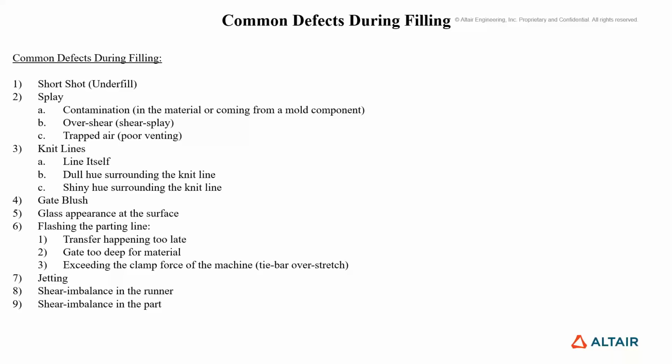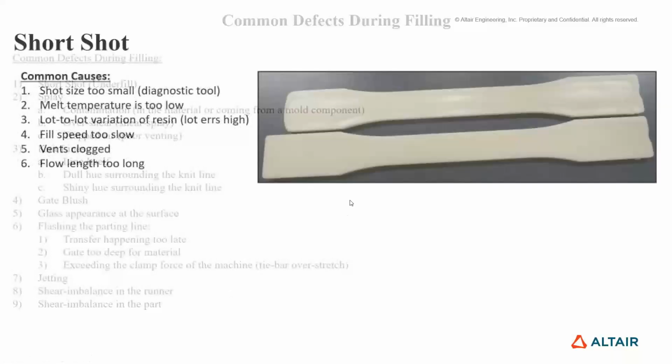Sounds like a kid's game, right? 8, 9, 10 polyoxymethylene. Anyway, so jetting occurs, right? It goes up to this pin gate and bam, it goes racing through. Shear imbalance in the runner, shear imbalance in the part. We'll see some examples of that.